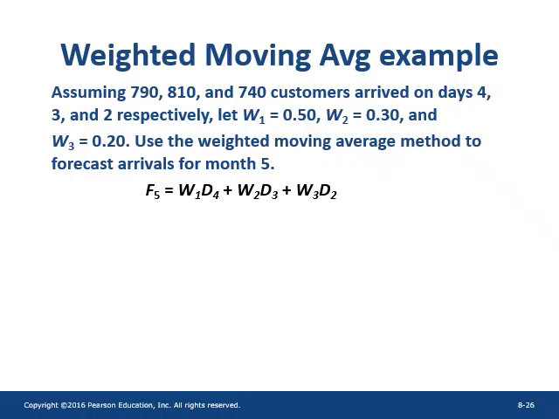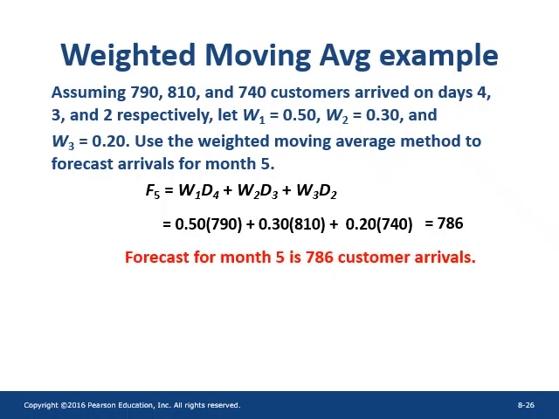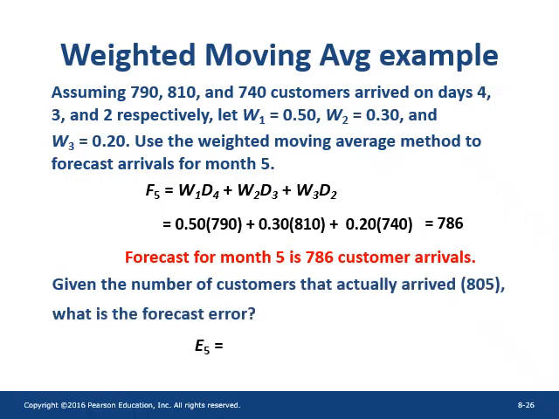So if we're trying to forecast demand or arrivals in day 5, then we'd take a weight for 1 day back and multiply it by what happened in day 4, a weight for 2 days back, multiply it by what happened in day 3, and a weight for 3 days back, multiply it by what happened in day 2. And so we end up with this expression and a forecast of 786 customer arrivals. So if we had 805 that arrived, we'd end up with an error of something like 19.